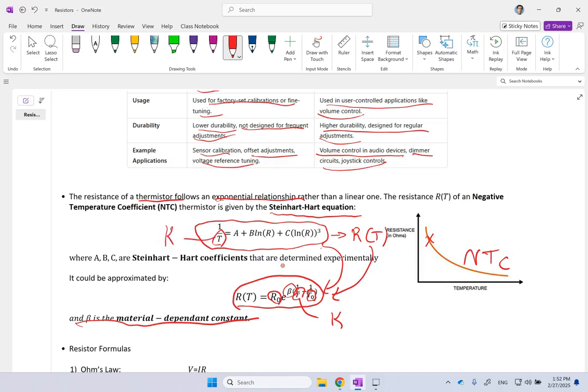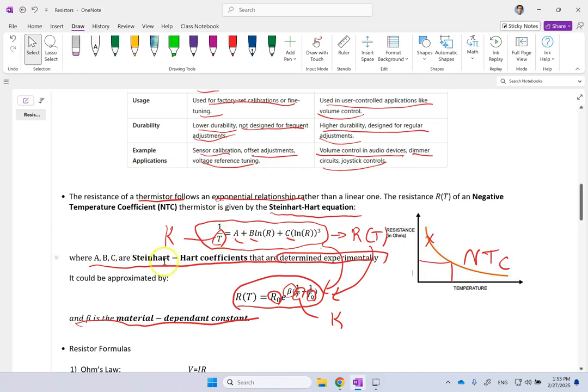And in this equation, in the original equation, these A, B, and C are what we call Steinhart-Hart coefficients. And the way you determine them is experimentally. Okay, so thermistors are nonlinear elements. They are not linear, and when you look at their data sheets, they should give you A, B, C, or they should give you R naught, T naught, and beta in order to determine at any temperature what their resistance is.